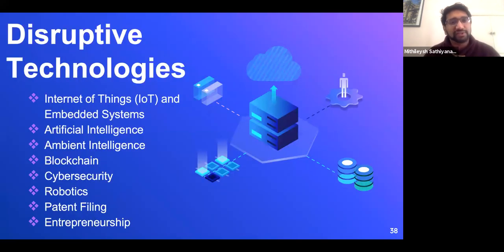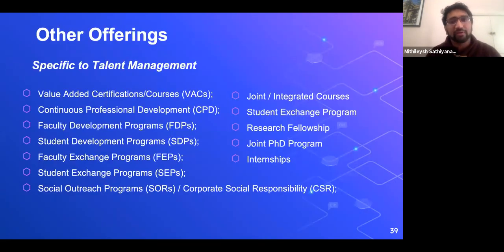We are focusing on various disruptive technologies like IoT, embedded systems, artificial intelligence, ambient intelligence, blockchain, cybersecurity, robotics, patent filing, and entrepreneurship related solutions. And we have other offerings, like a joint program between Australia and UK.